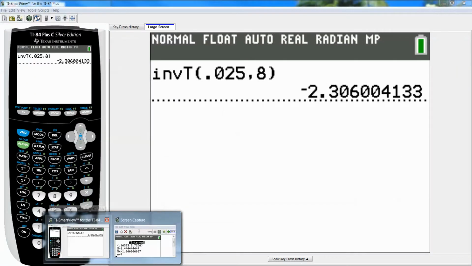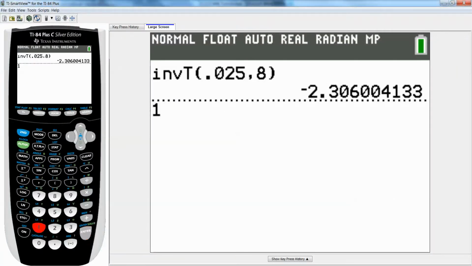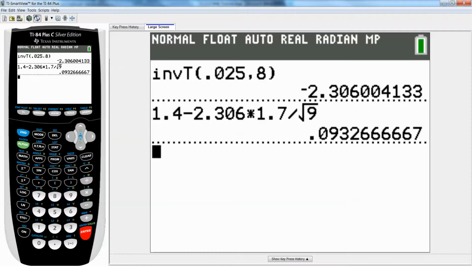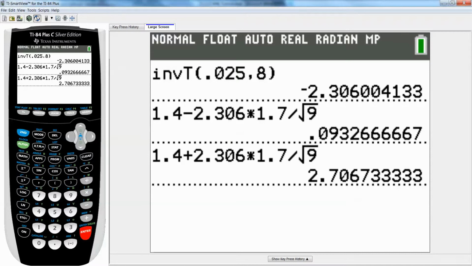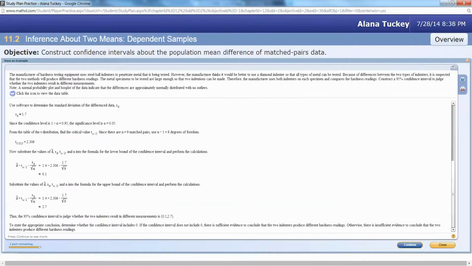So you'd be really careful. You'd say 1.4 take away 2.306 times 1.7 divided by second square root of 9, enter, right? And they rounded that to 0.1, and then second, enter gets you the last thing you typed in. You go back in here and change the minus sign to a plus sign, enter. And there you go. So 0.1 and 2.7. It's not nearly as accurate as what we came up with the calculator, but there you have it.